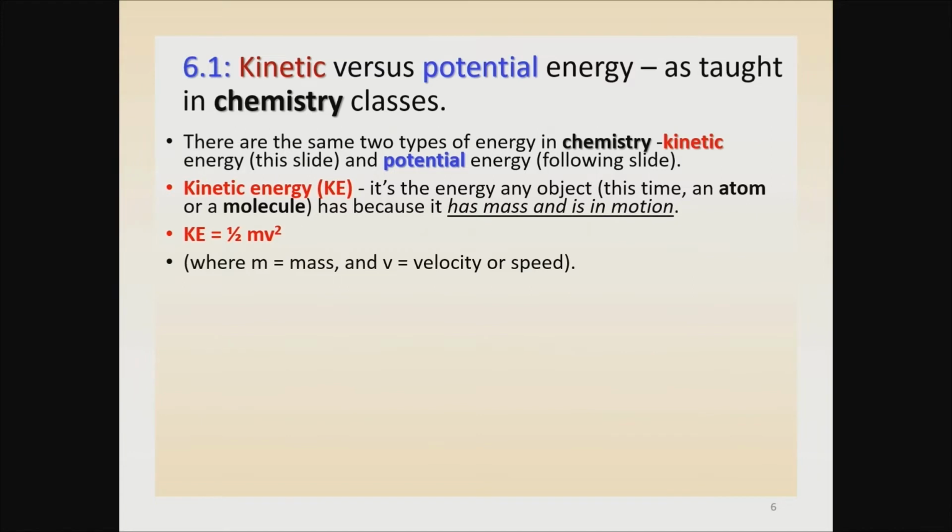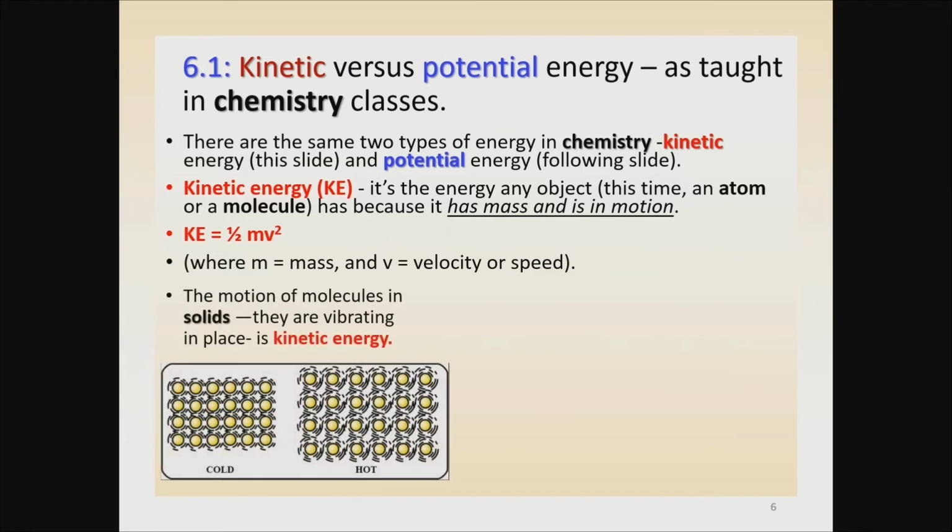The reason is, atoms and molecules have mass, albeit a very small one, and they're also moving around. So each little atom or molecule has some amount of kinetic energy. You can actually calculate the value of the kinetic energy, which is equal to 1/2 mv squared. Okay, so a simple example of that. Imagine you have a solid, and let's say you're looking at the solid at a cold temperature and again at a hot temperature. Does this solid, in the cold or the hot temperature, have kinetic energy? And the answer is yes.